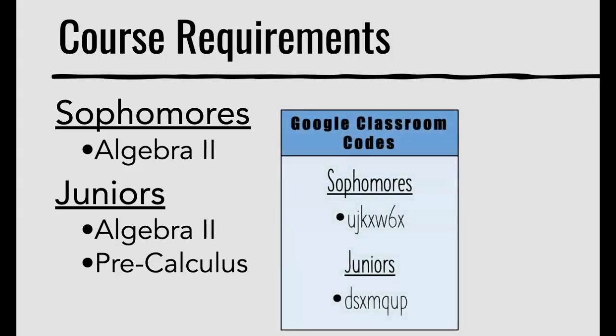All right, so for my students here, you have Google Classroom codes. My sophomores, we will run through that code. My juniors, you will run through the code that is visible to you there. All right, all students should be added to these courses.